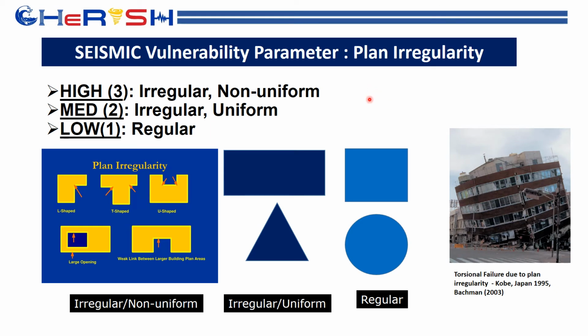The irregularities, plan irregularities. Buildings with irregularities like in this picture are classified as high risk, and buildings which are regular in shape like square buildings, circular buildings are classified as low. And based on earthquake damages, buildings which are irregular usually fail due to torsion.